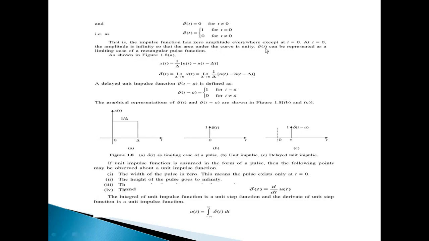Okay, the delta of t can be represented as the limiting case of the rectangular pulse function. See, x of t is equal to 1 by delta times mu of t minus mu of t minus delta, the subtraction of two functions: one is mu of t and the other is mu of t minus delta. Or otherwise, delta of t is the limit as delta tends to 0 of x of t, that is, the limit as delta tends to 0 of 1 by delta times mu of t minus mu of t minus delta.